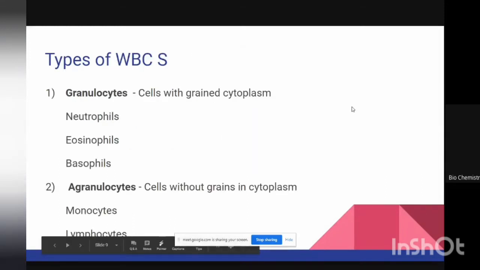So types of WBCs. We have 2 types of WBCs, that is granulocytes and agranulocytes. The granulocytes are cells with granules in the cytoplasm, like neutrophils, eosinophils, and basophils. Agranulocytes are cells without granules in the cytoplasm: monocytes and lymphocytes.